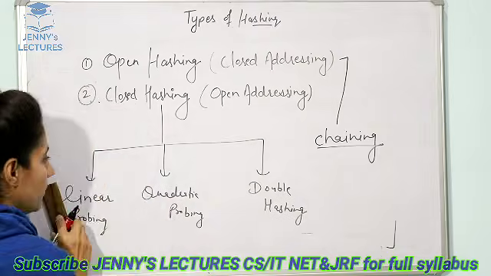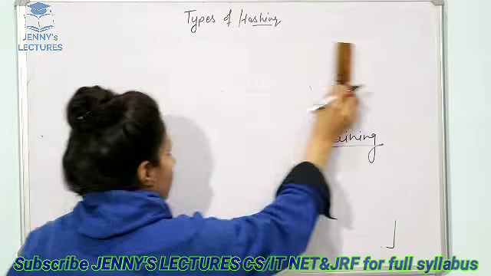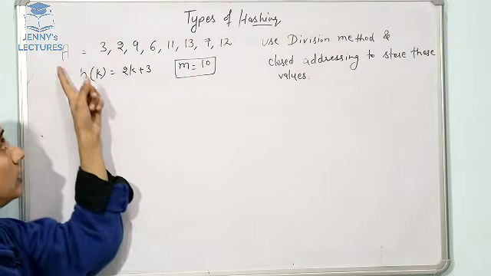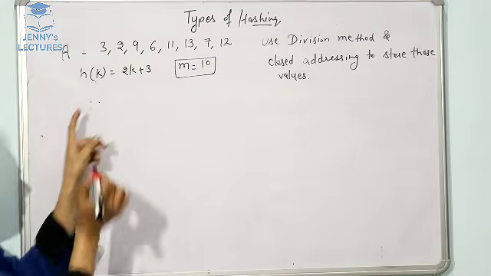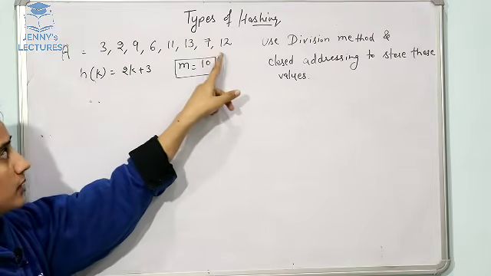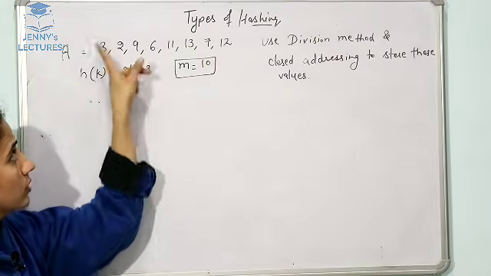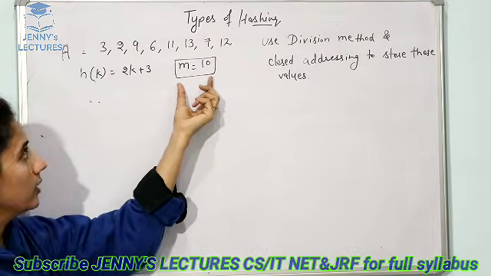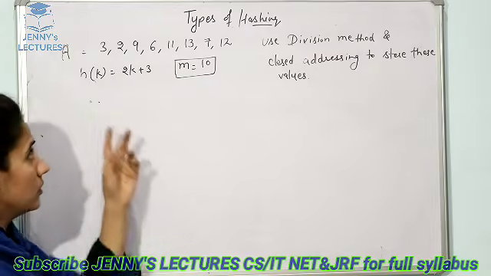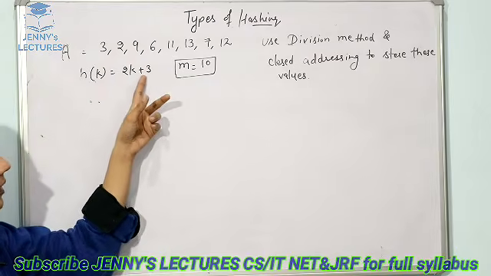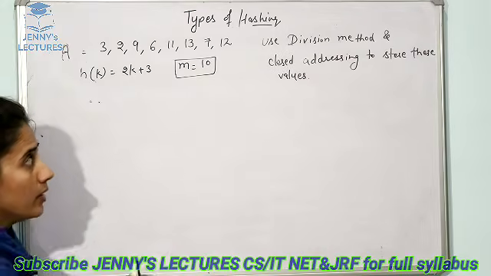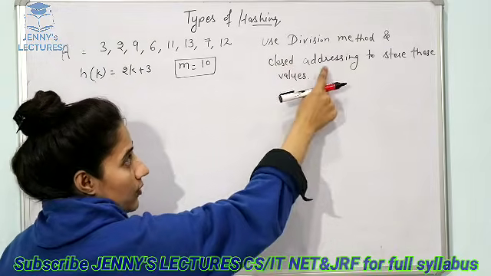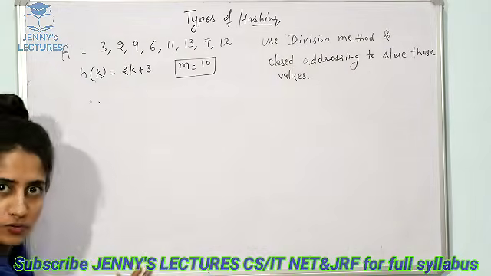So let us take one example. Now let us take one question. Suppose you are given these key values in an array: 3, 2, 9, 6, 11, 13, 7, 12. And you are supposed to store these key values into the hash table. The size of the hash table is 10, and the hash function given is h(k) = 2k + 3 in this question. And you are asked to use the division method and the closed addressing technique to store these values.